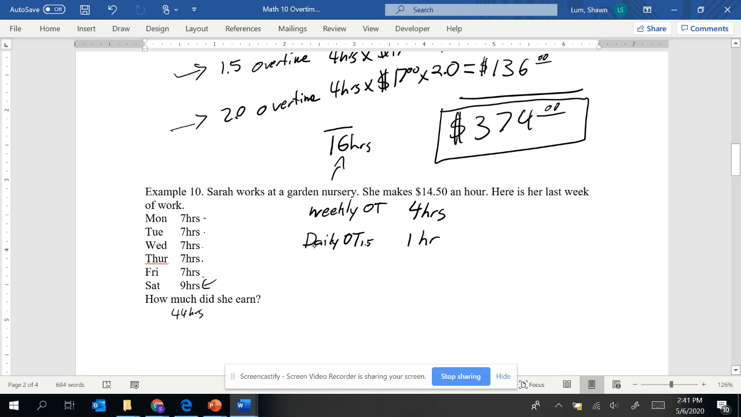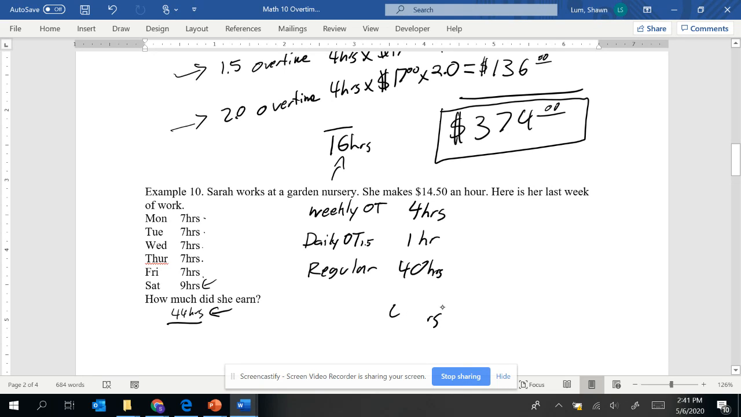Now, regular hours. This is the part that people get hurt on. Everyone wants to write 40. So if we write 40 hours, and we add these numbers up, 4 plus 1 plus 40, that equals a total of 45 hours. Well, that's not right, because the total needs to be 44 hours.